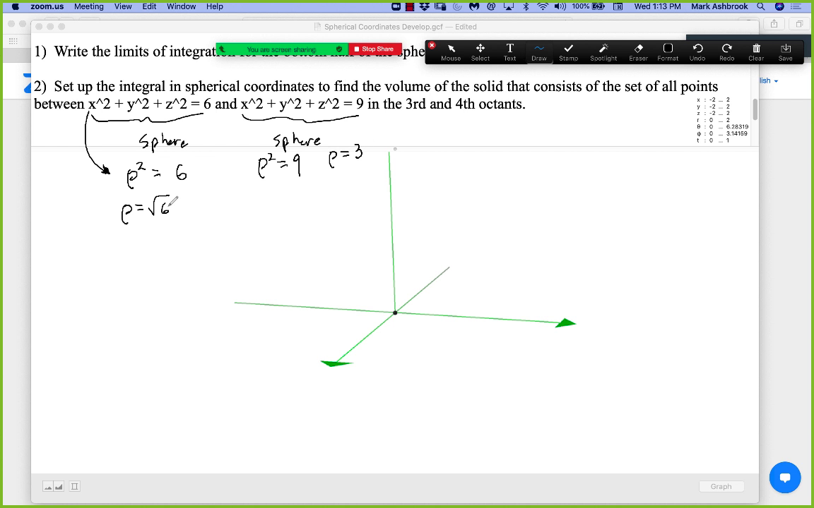Okay, so we've got spheres centered at the origin with these radii, and we want the third and fourth octants only. And you remember that our first octant is positive x and y. Second octant, just like the quadrants, we go around counterclockwise. First octant, second octant, third octant, fourth octant. So third and fourth are up here above the xy plane, and then in negative y territory. And so can you imagine this? Between those two spheres and in those two octants, what will that be?